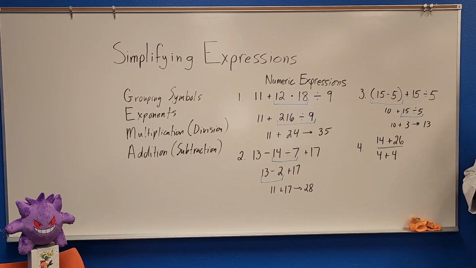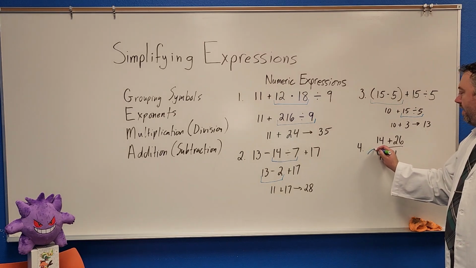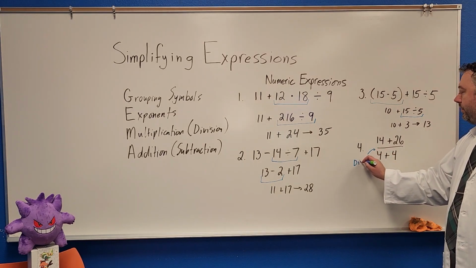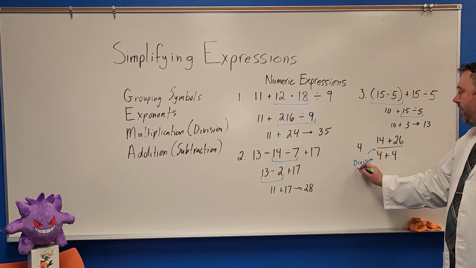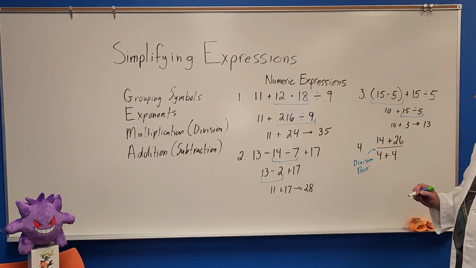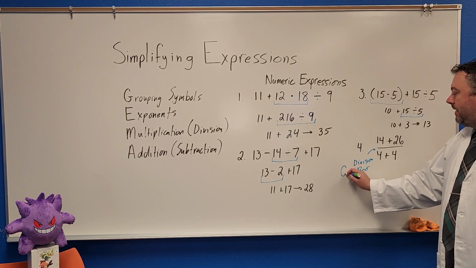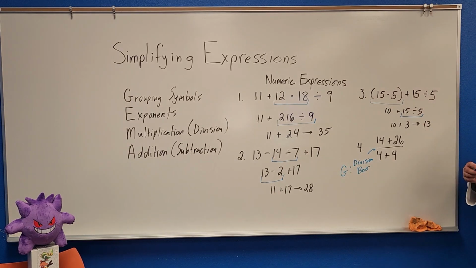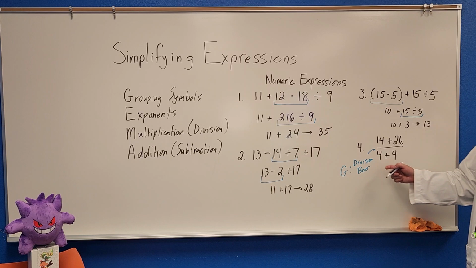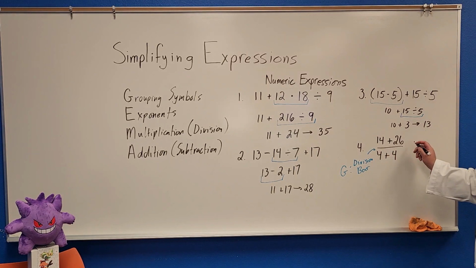Okay, last one. In this case, as we look at this example, understand that this is a division bar. And a division bar is an example of a grouping symbol. So we need to simplify the numerator, which is one group, and the denominator, which is the other group. And we have to simplify those groups first before we do the division.